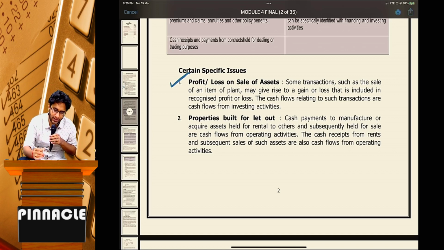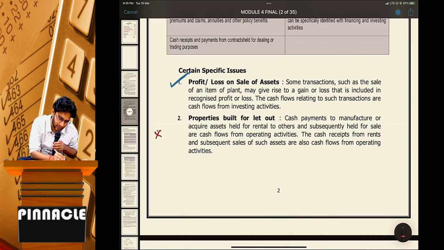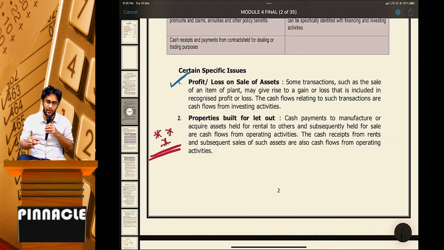This second point is there, no sir? This is newly addressed in IFRS. It is not there in AS 3. It is there in Ind AS 7, but unfortunately we don't have any question on this, so too much highlighting is also not required.